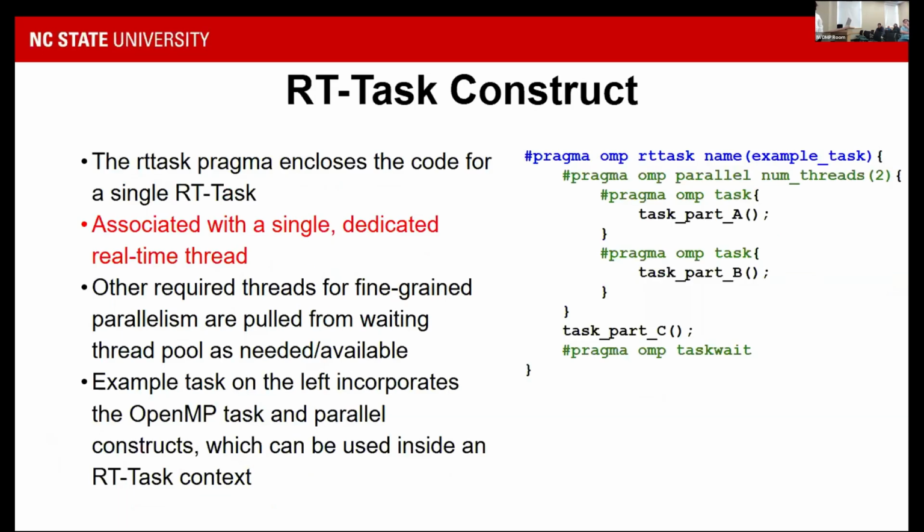Here is an actual example of what the RT task construct looks like in the code. An RT task is associated with a single dedicated real-time thread. This is the one that runs periodically, since all RT tasks represent specifically periodic tasks rather than ad hoc or sporadically run tasks.